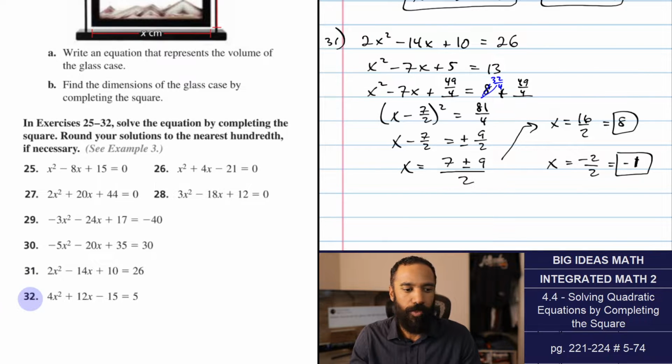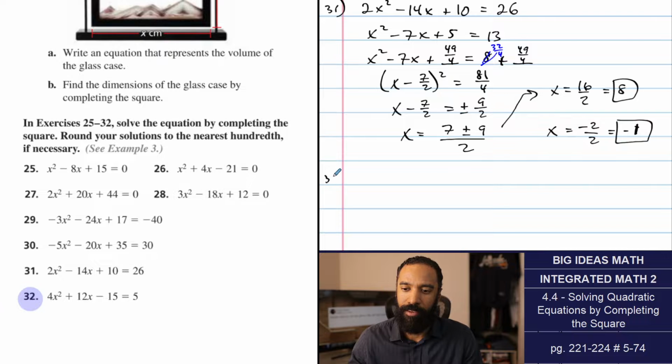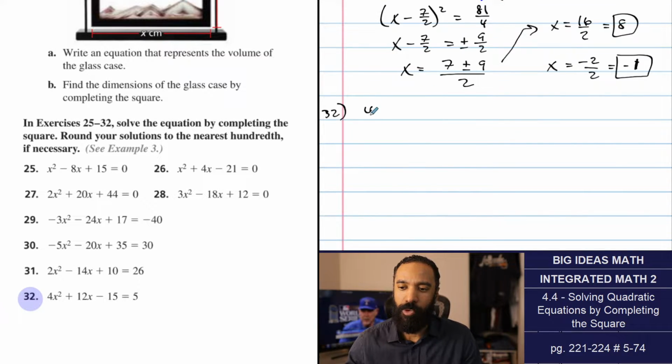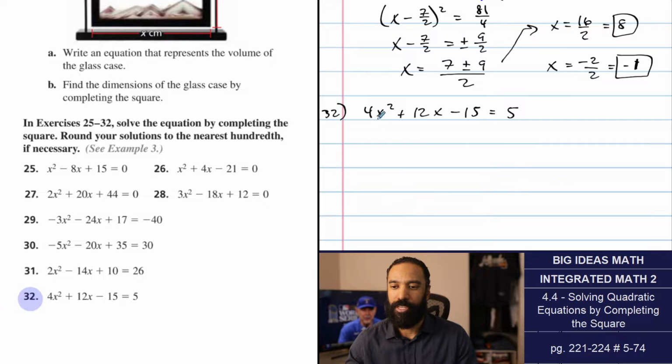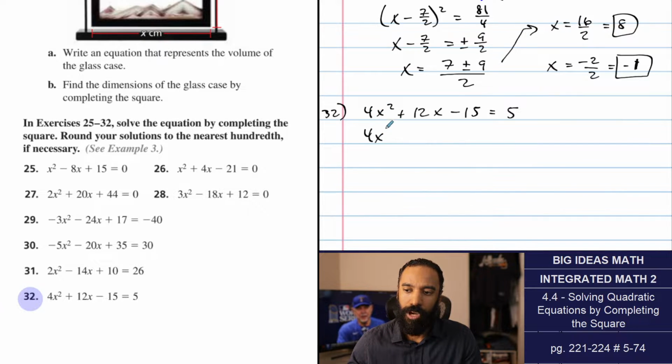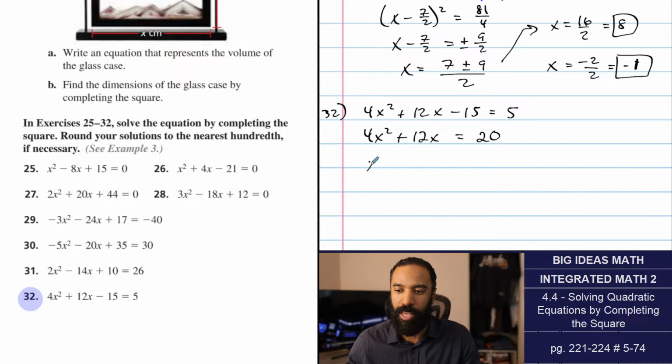Maybe, just maybe, this one also will be as well. We get number 32, where we have 4x squared plus 12x minus 15 equals 5. Off the bat, not everything's divisible by 4. So let's go ahead and add that 15 over and see what we get out. We will get 20. Good, these are all divisible by 4. Makes life easier for myself. I get x squared plus 3x equals 5.